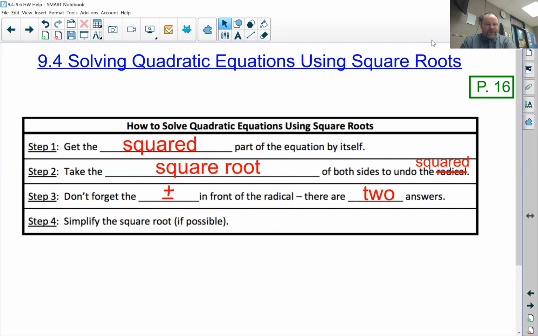And our answer had the plus and minus in front of it, because every square root problem has two answers as long as we're not equal to 0. So that was the method, and then simplify the square root at the end.